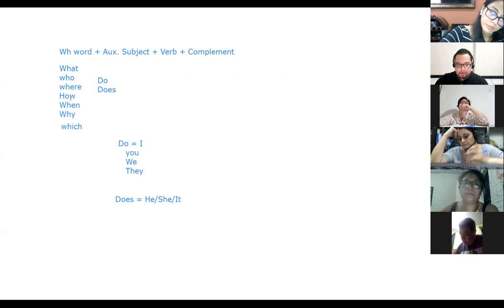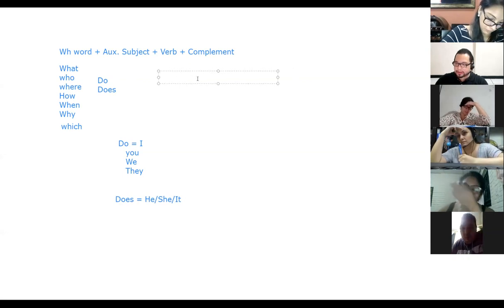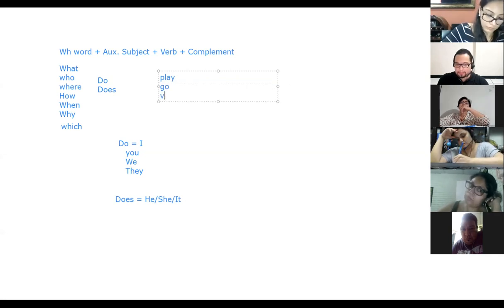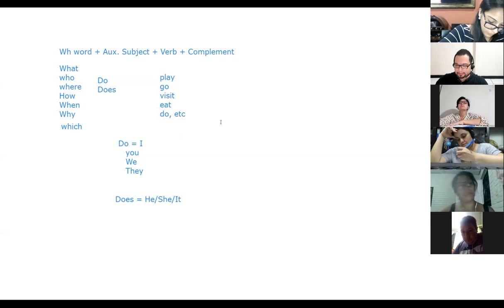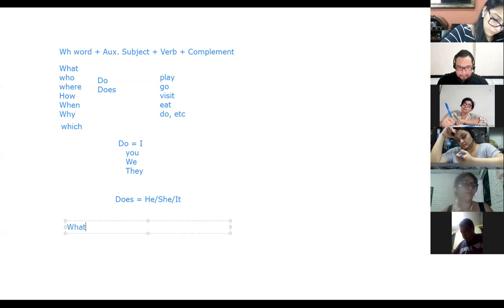Okay, we have the WH word, the auxiliary, and we use the main verb. In this case, the verb doesn't change. No vamos a cambiar el verbo. Say play, go, visit, eat, do, etc. And the complement will be any other thing. For example, what does Julia do? And we use the question mark.